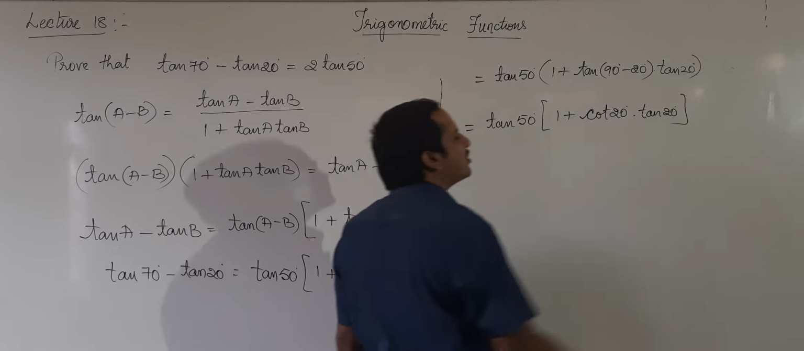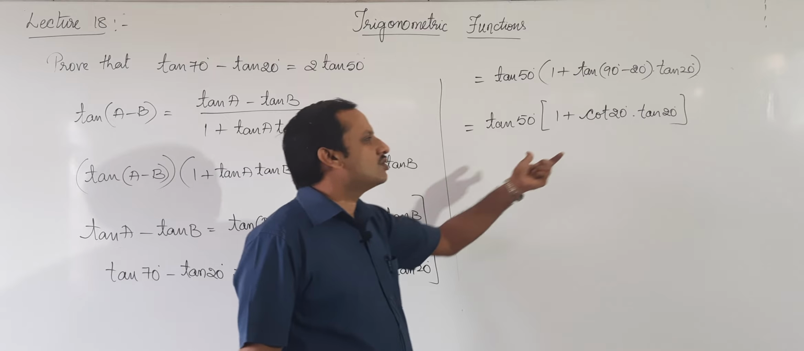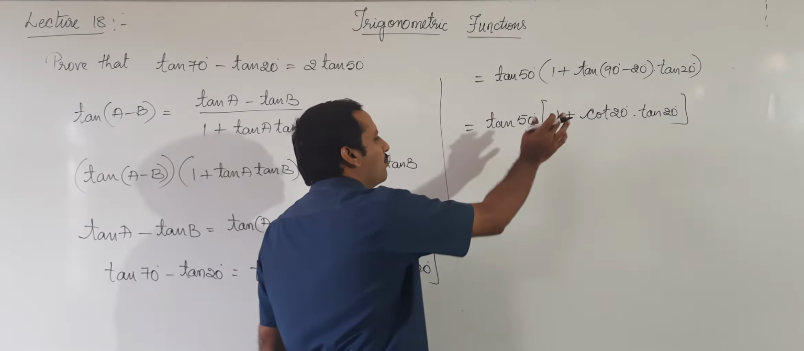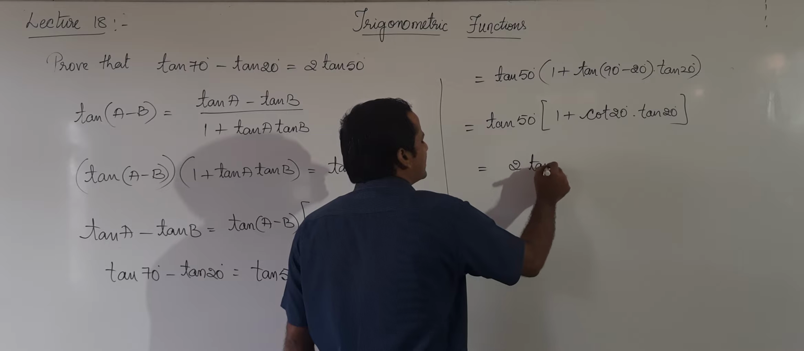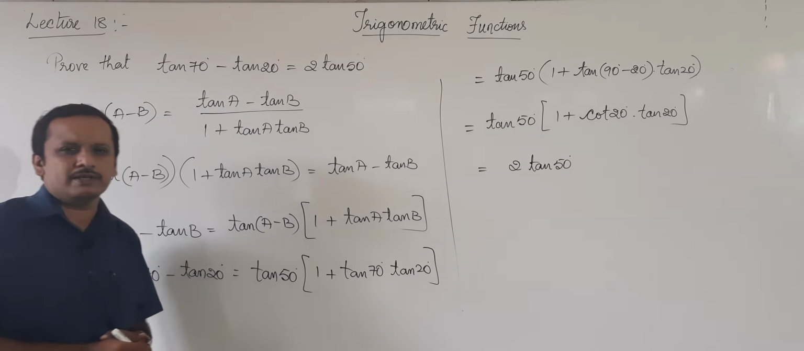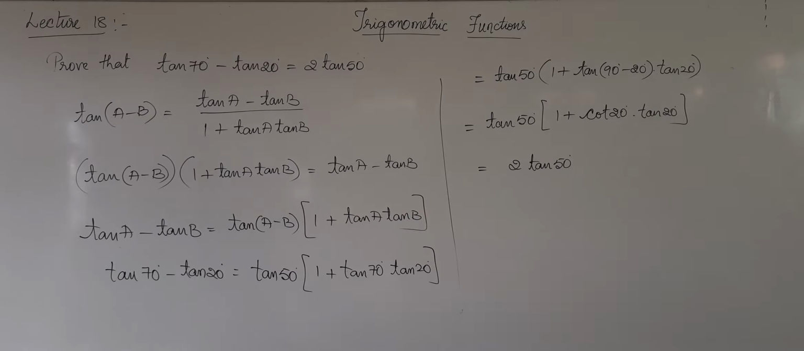Observe, these two are reciprocals of each other, cot theta and tan theta. Cot theta is nothing but 1 by tan theta. So, cot 20 degree is equal to 1 by tan 20 degree. These two get cancelled. So, you have 1 plus 1, that is 2 into this. So, the answer is 2 tan 50 degree. That's exactly what we want. Okay? Then, let's move to the next question.